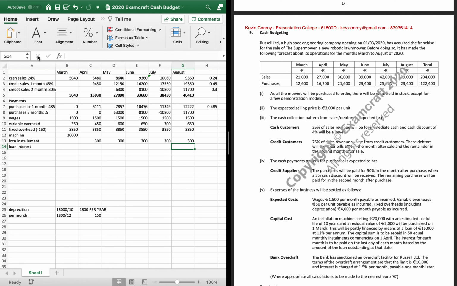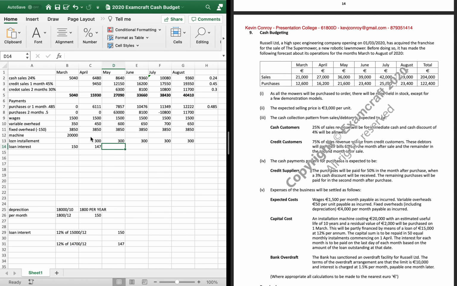Now, the interest is calculated on the amount outstanding. So we've got a loan of 15,000. So the loan interest for the first month is 12% of 15,000. Okay, and we're going to have to divide our answer by 12 to find the monthly rate. So that's 150. So the loan interest for the first month is 150. Now you've paid back 300 off the loan. So the loan interest for the second month will be 12% of 14,700 divided by 12, which is 147.